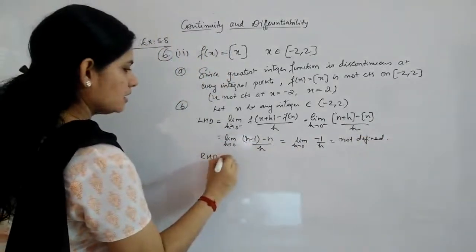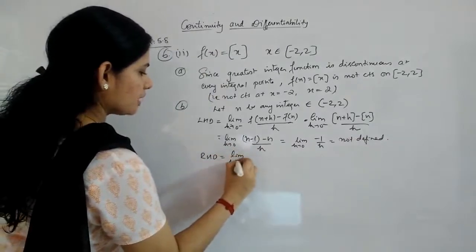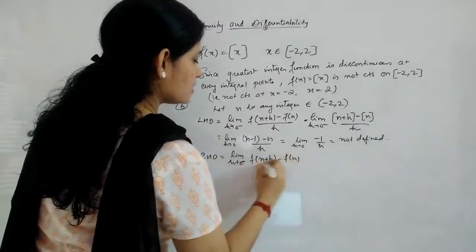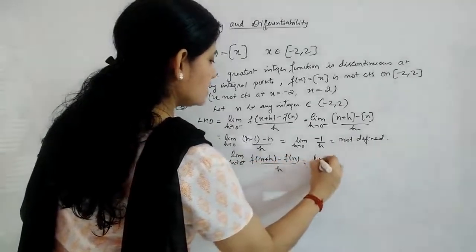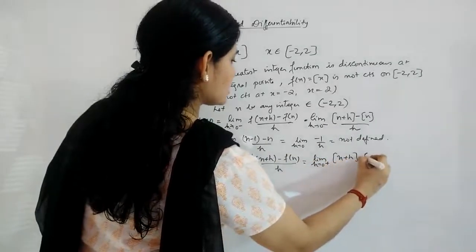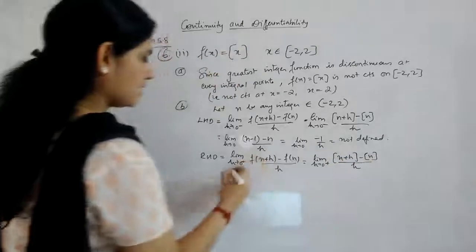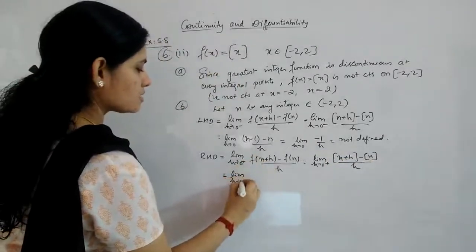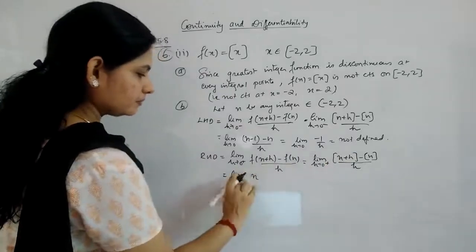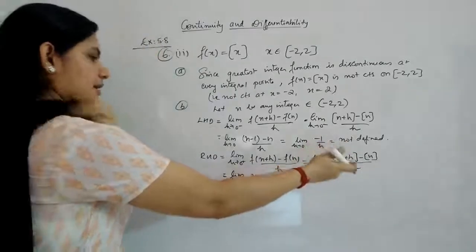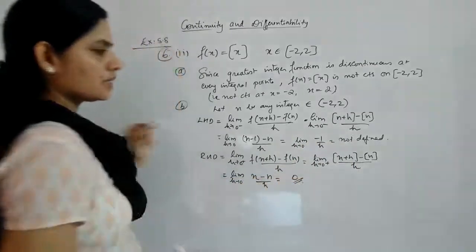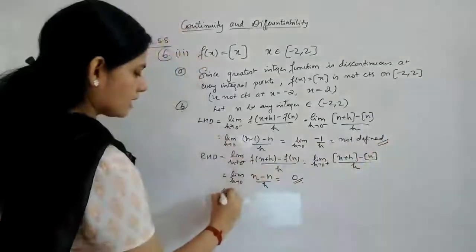Again RHD gives you limit h tends to 0 plus f of n plus h minus f of n divided by h, which is equal to limit h tends to 0 plus greatest integer of n plus h minus greatest integer of n divided by h. This will give you n itself because it is a positive quantity, that is greater than n. So you will get n minus n divided by h, which is 0. So again LHD is not equal to RHD.